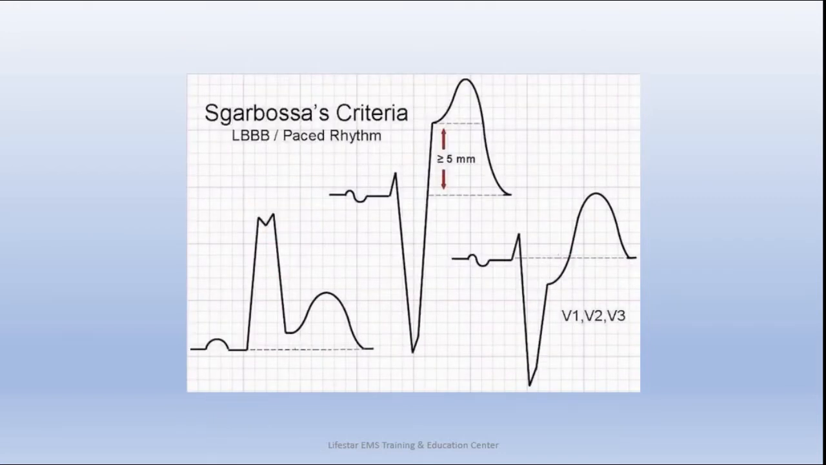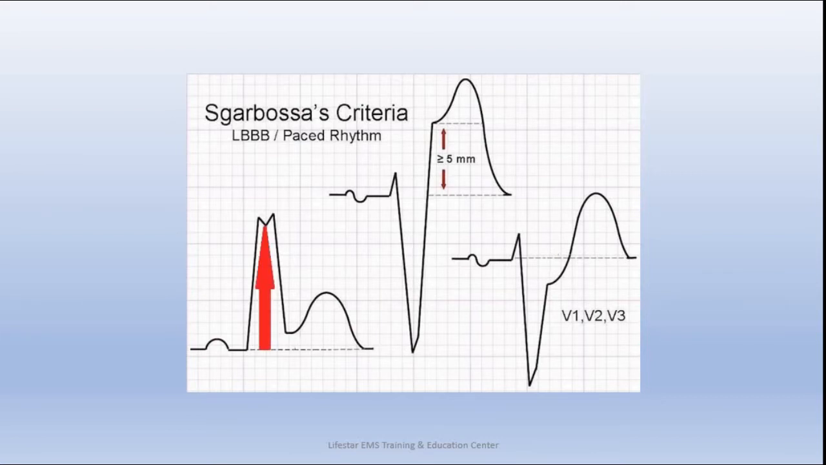Sgarbossa came up with three markers of possible STEMI in the presence of these waveforms. The first one in the middle was that 5 millimeter rule, which she called excessive discordant ST elevation. Some research came around later after she published her article. A man by the name of Smith came along and modified the Sgarbossa criteria. So that 5 millimeter rule has been changed. We're going to ignore that for the moment, and let's go to the lower left.